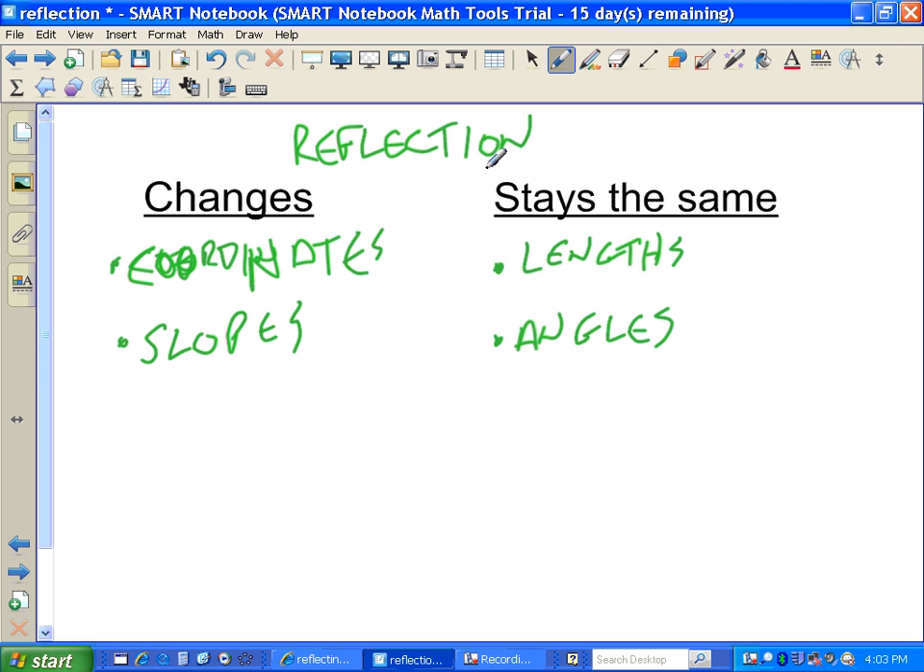So we're keeping track of what happens if we do a reflection. Obviously when you look in the mirror, you shouldn't see yourself unless you're at a fun house or something. But when we do any kind of reflection, we want things to sort of stay the same, but you see that opposite, the mirror image, is sort of what happens, right?